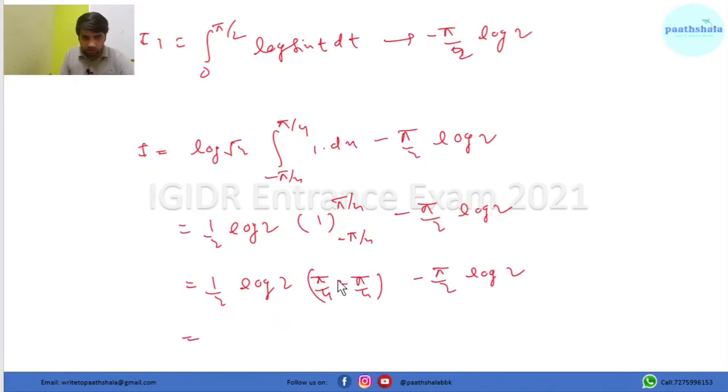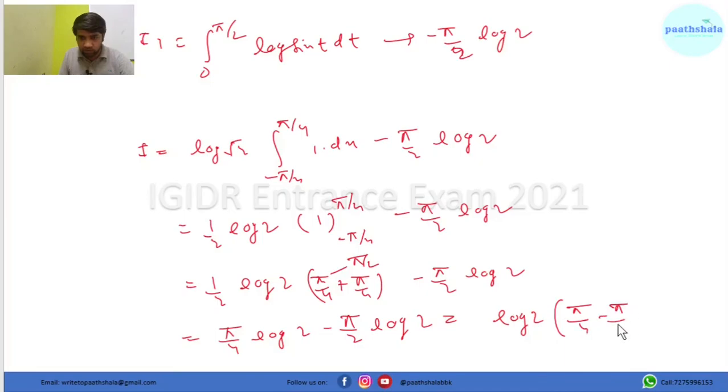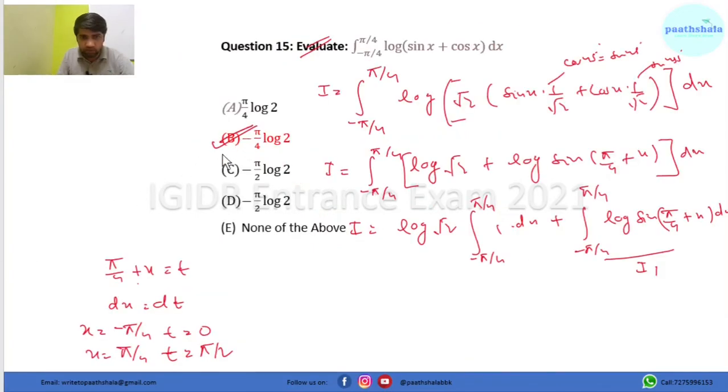So ultimately it will come out to be pi by 2, and when you multiply with half, this will become pi by 4 log 2 minus pi by 2 log 2. And finally, when you take log 2 as common, it is pi by 4 minus pi by 2. When you take the LCM, this will become 4 and this will become pi minus 2 pi, into log 2. And ultimately this will come out to be minus pi by 4 log 2. So from the options, option B is the right option.